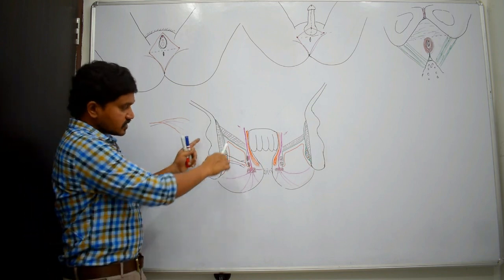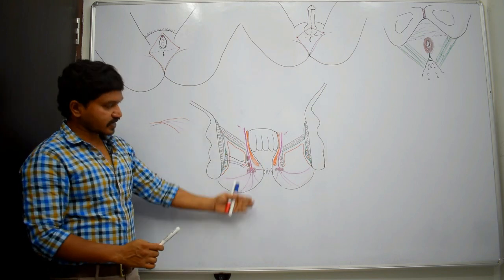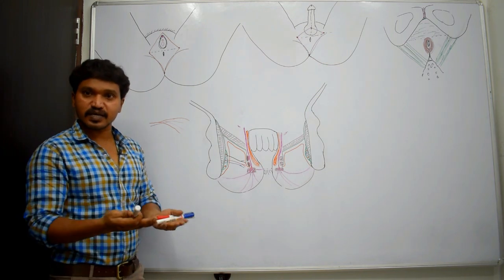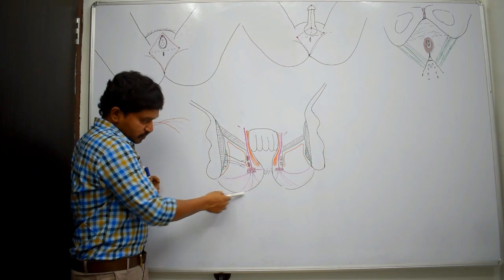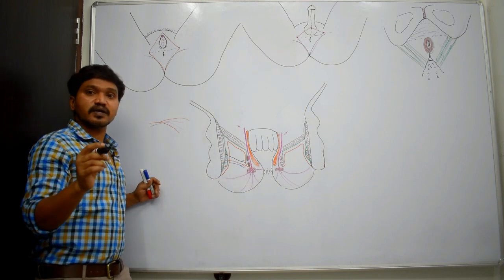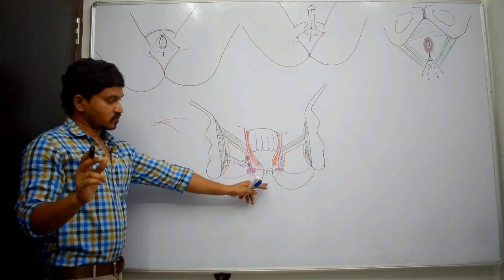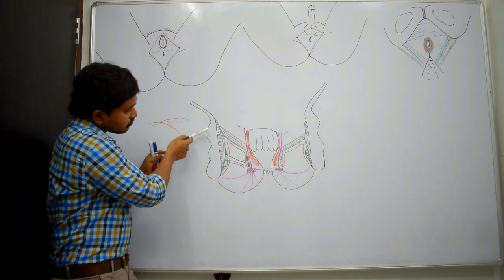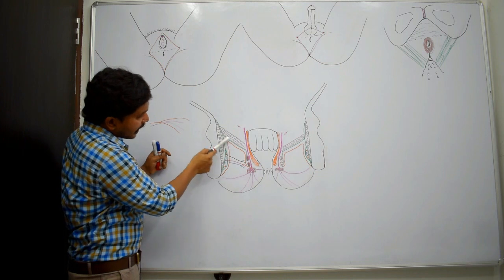Then, this is wedge shaped. It is like a triangle. If it is wedge shaped, it has a base and an apex. So, this is the base, and this is the apex. The base is formed by perianal skin. The apex is formed at the fusion of obturator fascia and anal fascia.